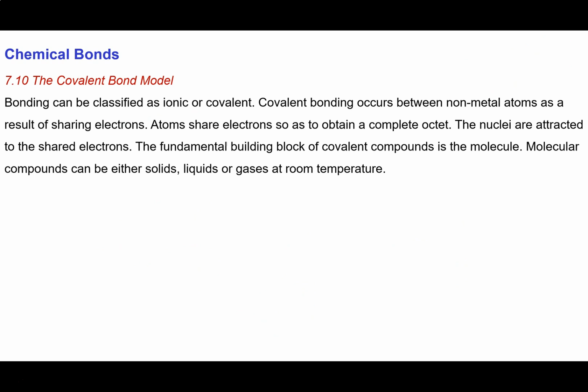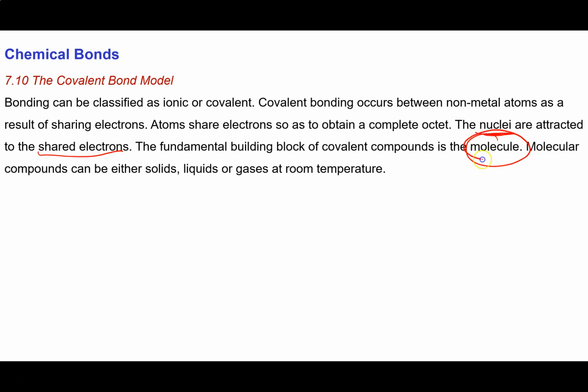So bonding can be characterized as either being ionic or covalent. Covalent bonding, though, occurs between non-metal atoms, and it arises as a result of sharing of electrons. Why do the atoms share electrons? They do that in order to obtain a complete octet, just like atoms will transfer electrons also to obtain a complete octet. What holds the atoms in a covalent compound together is the attraction between the nuclei and shared electrons that sit between the nuclei of different atoms.